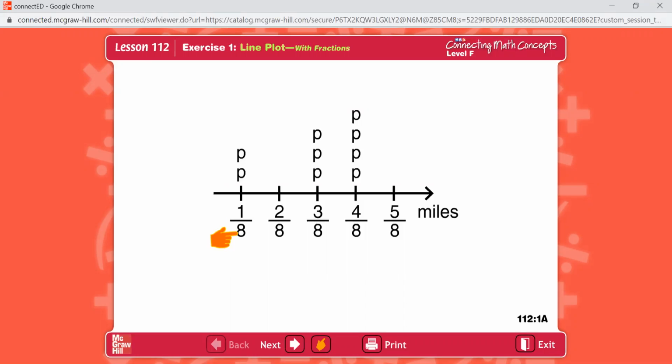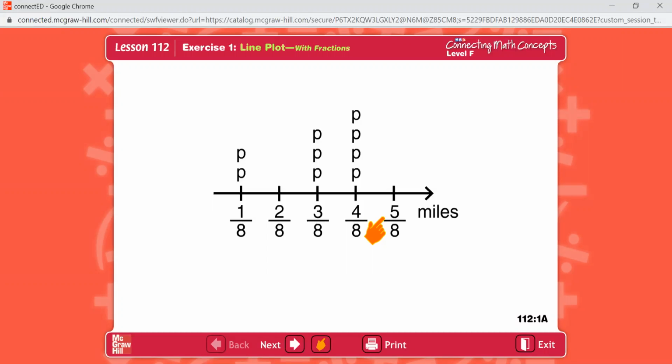Two people walk 1/8 of a mile. Zero people are walking 2/8 of a mile. Three people are walking 3/8 of a mile. Four people are walking 4/8 of a mile. Zero people are walking 5/8 of a mile.